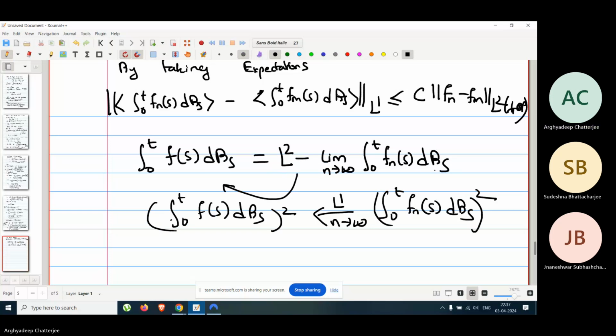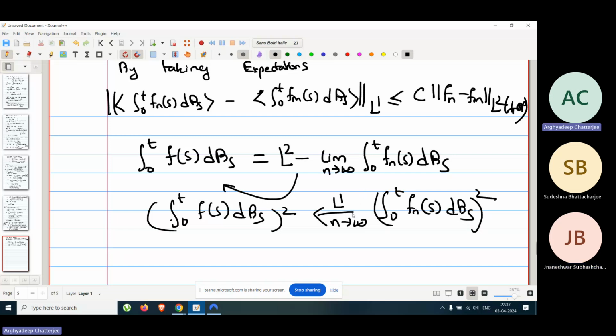Is that okay? This is just the expectation, right? The expectation of the difference of the square goes to zero in L1. These are all random variables, for fixed k, these are all random variables.